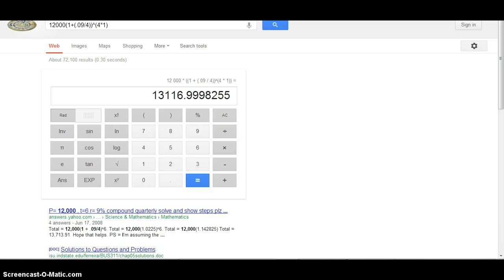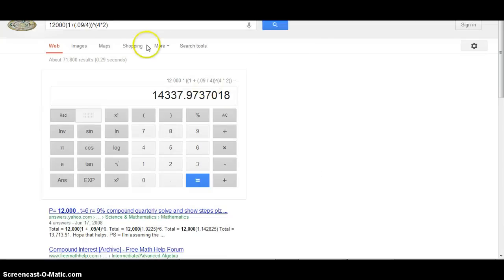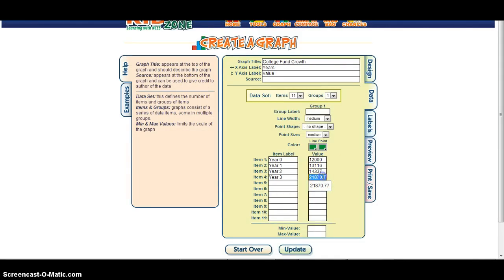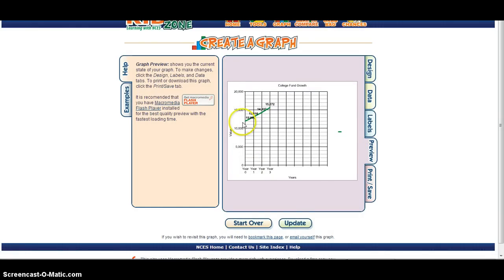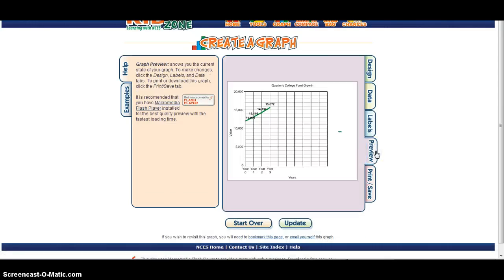Okay. After year 2, what happens? Well, the only thing that we change is that this becomes 2 instead of 1. 14,337. After year 3, what happens? There we go. 15,672. Okay, so let's preview. Now we're starting at $12,000, and this is the growth that we're experiencing. We want to see where it ends up at our 9% growth rate after 10 years, if it's being compounded, in this case, quarterly. So on my data, I should probably put quarterly college fund growth. That way I'm more explicit that this graph is for quarterly growth only.